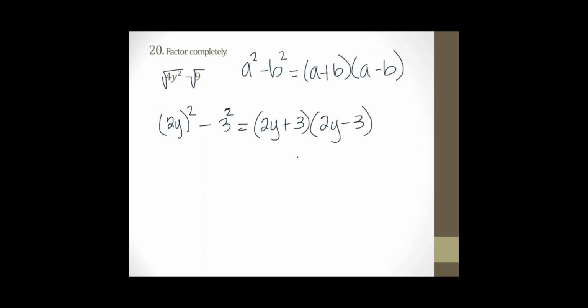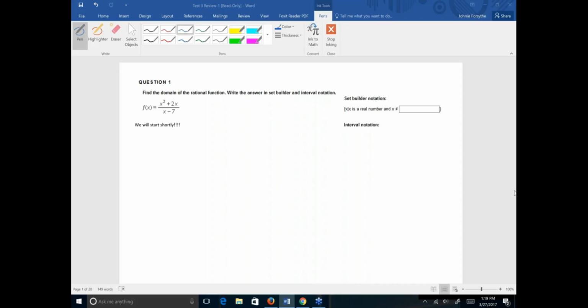So remember, you do want to know your factor patterns: difference of squares, sum and difference of cubes. You need to have those memorized. It'll be much easier to factor if you have those memorized. And then factoring trinomials. So, find the domain of the rational function.